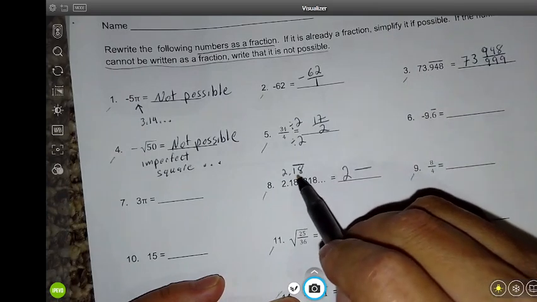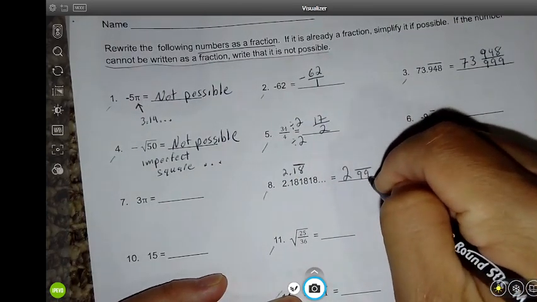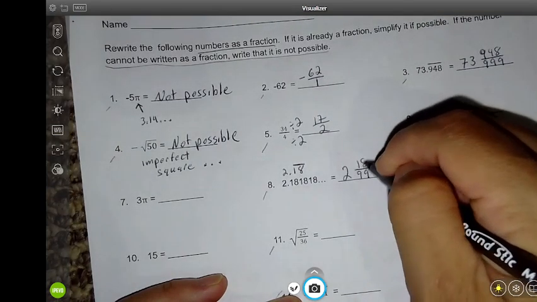Two numbers are repeating, the 1 and the 8. That means there's going to be two 9s in the denominator, 99. The numerator is just going to be 18.